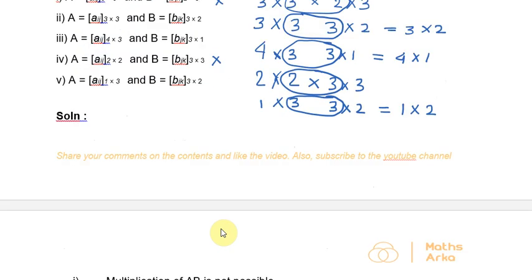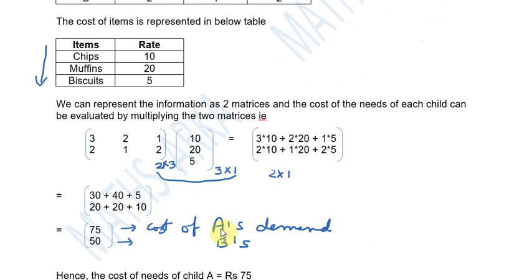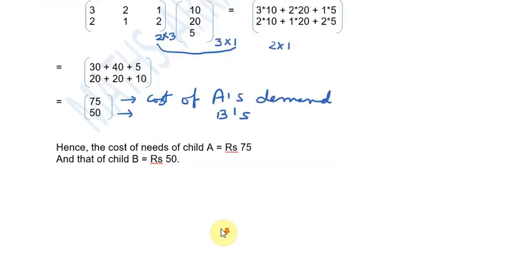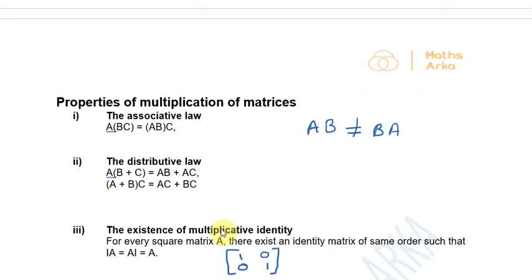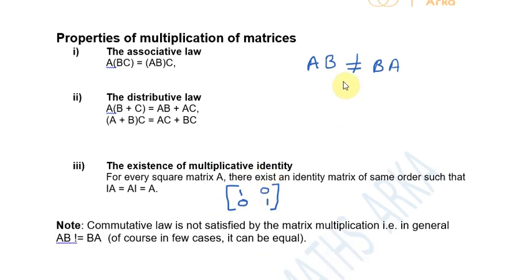Then we did some exercises and examples to get the concepts much clearer. Then properties of multiplication of matrices: the commutative law that we saw in addition is not satisfied by multiplication of matrices, but the associative law is satisfied.